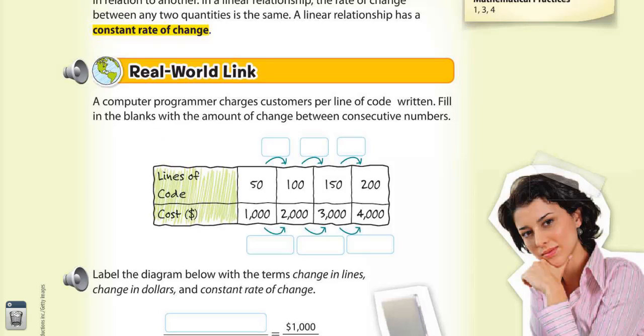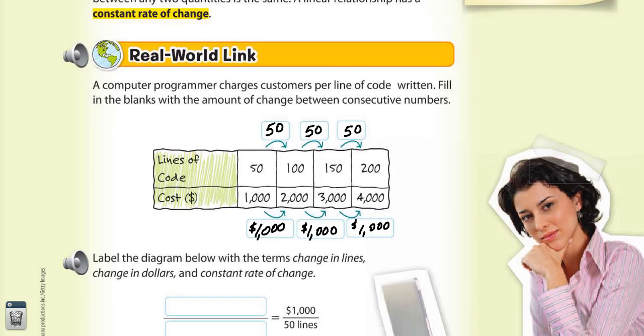So when we look at how this is changing, we can see that lines of code from 50 to 100 was a change of 50. From 100 to 150, also a change of 50. From 150 to 200, also a change of 50. From 1,000 to 2,000, that's the cost, that was $1,000. From 2,000 to 3,000, another $1,000. From 3,000 to 4,000, another $1,000. So here's what we know.